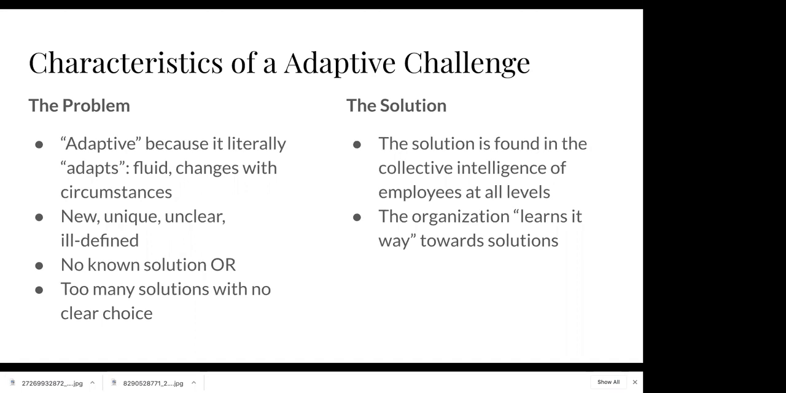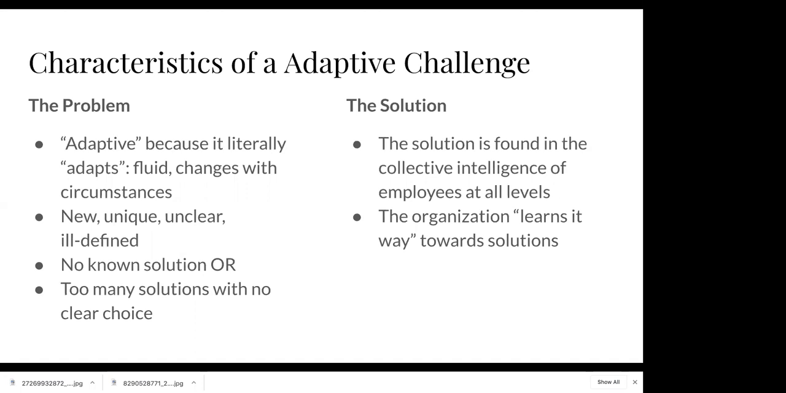And what I think is really moving and exciting about adaptive challenges and this framework is that the solution is found in the collective intelligence of employees at all levels. And the organization learns its way towards solutions.